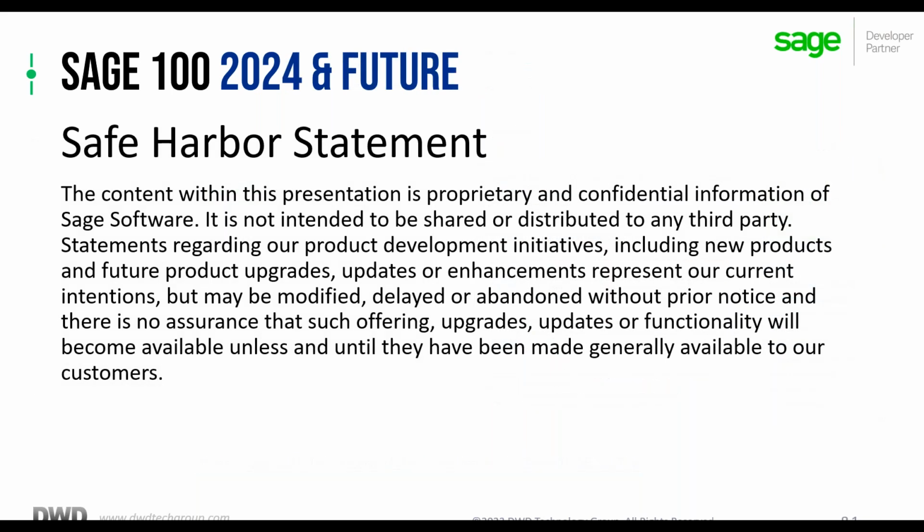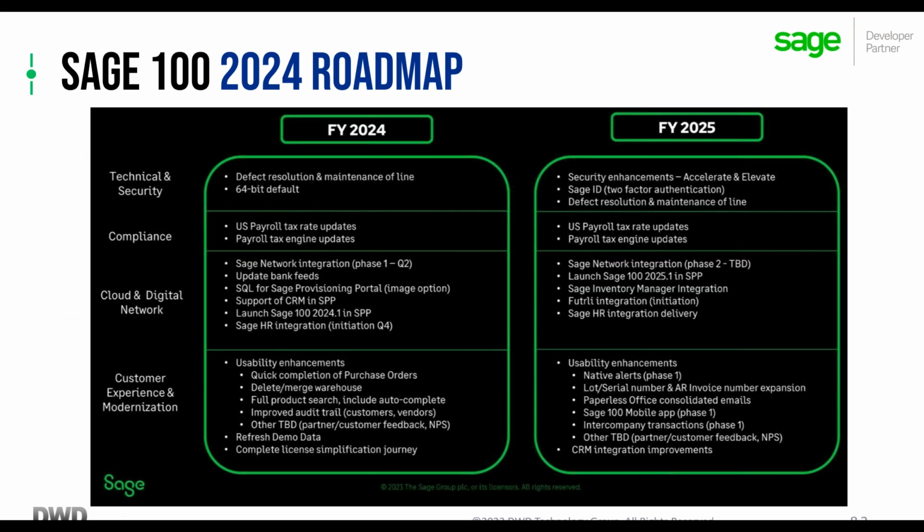Okay, safe harbor statement. So Sage has us put this in there saying that the content within this presentation is proprietary and confidential information of Sage. It's not intended to be shared or distributed to any third party. And I'll let you read the rest of it. And so essentially what they're saying is this is their roadmap. Some of these things may change. They may add something. They may remove or push something, right? But this is what they're saying in the next 2 years, the things that they are focusing on.